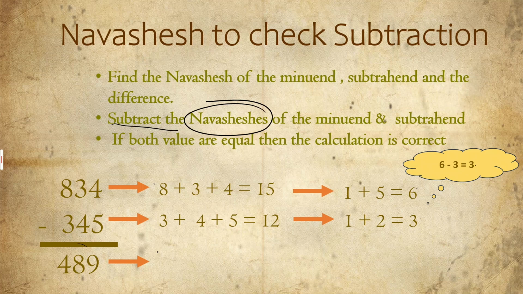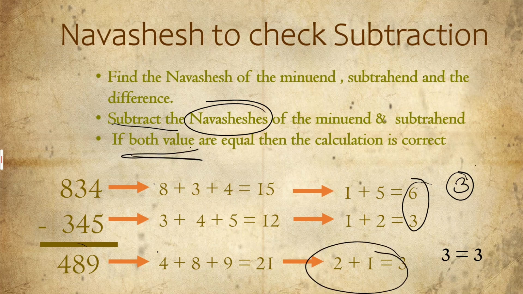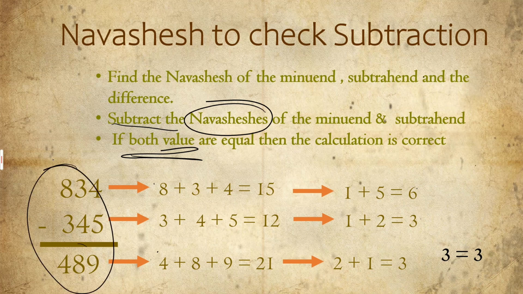Next over here, we need to find out the Navashesh of the difference, that is 489. So the Navashesh would be 4 plus 8 plus 9. 4 plus 8 plus 9 will give us 21. To reduce it to Navashesh form, 2 plus 1 will be 3. And therefore, the two values that we got, the 3 as the difference between these two and the 3 as the Navashesh over here, both the values are equal. 3 is equal to 3. Therefore, this whole subtraction is correct. So we can mark it as correct.